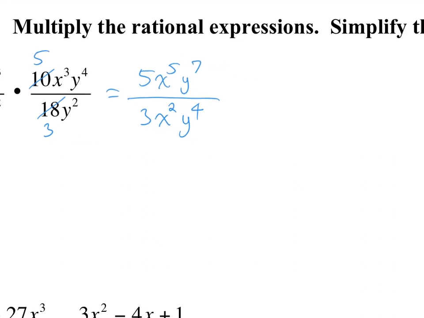And now we have to reduce and cancel a little bit more here. 5 and 3 don't reduce. How many x's are going to cancel? I have 5 on top and 2 in the bottom. 2 x's are going to cancel. I'm going to be left with 3 on top. How many y's are going to cancel? I have 4 on the bottom and 7 on top. 4 are going to cancel. We're going to be left with 3 on top. So we're going to have 5 x to the third, y to the third, all over 3. And there's our answer.